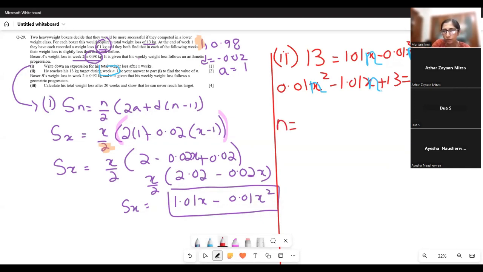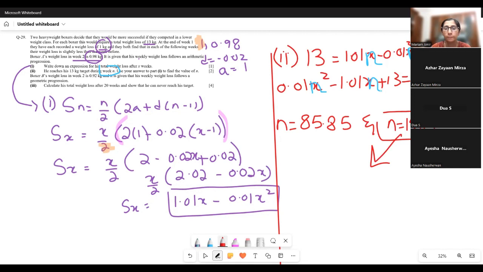n equals 85.85 and 15.15. Okay, so we will choose the smaller answer, 15.15. Usually one answer is positive and one is negative, and we say that the negative answer cannot be true because the weeks cannot be negative.